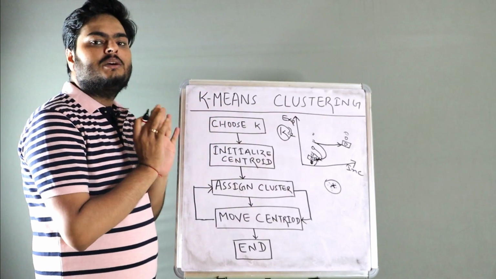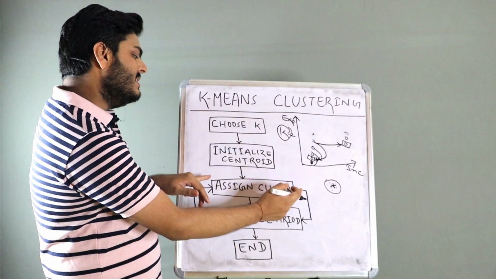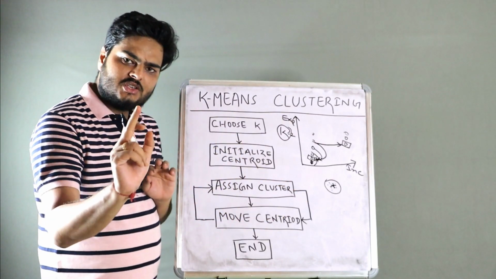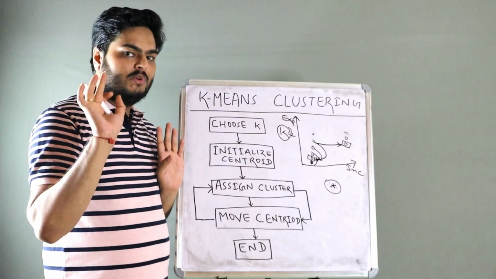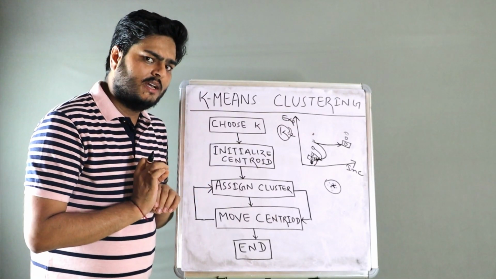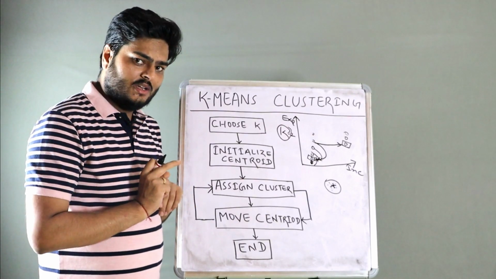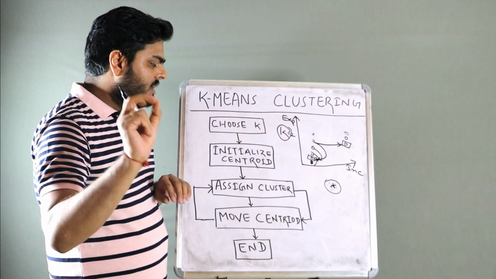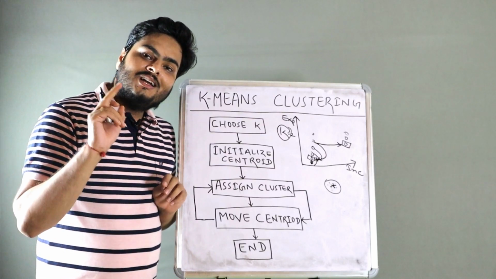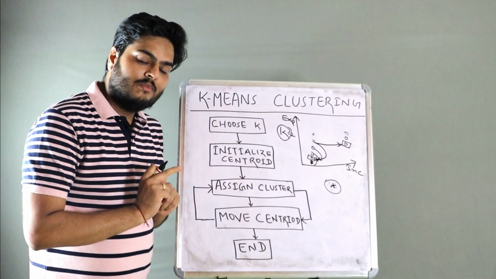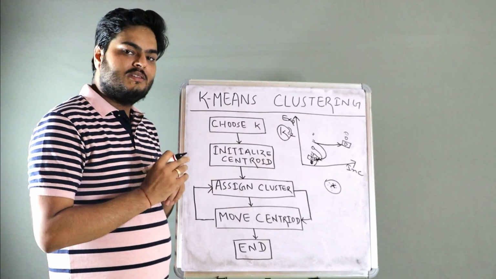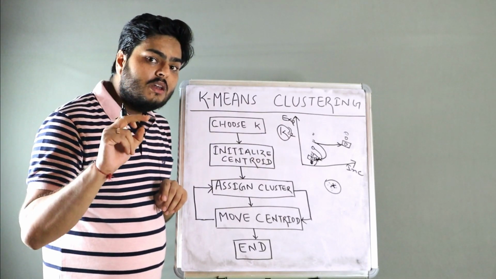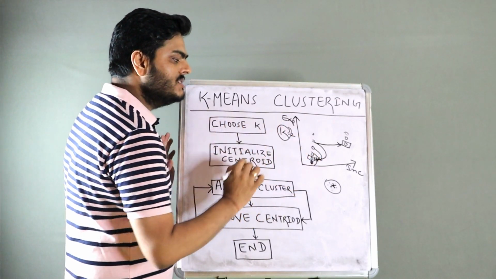One assignment is complete. What happens next is, after assigning clusters, the new centroids will be computed. This is very important to understand, guys. What is the new centroid here? Imagine, the first centroids were randomly initialized, but the next centroids will not be randomly initialized. It will be the mean of all the data points in this cluster.